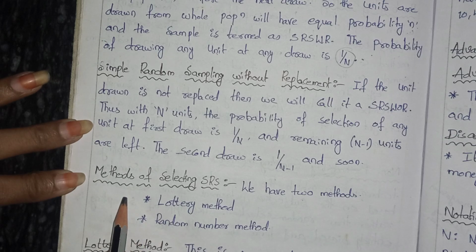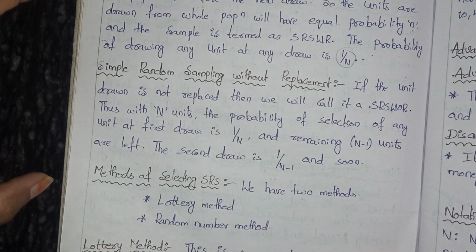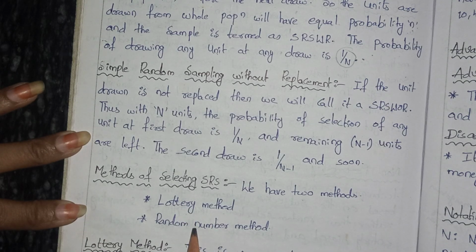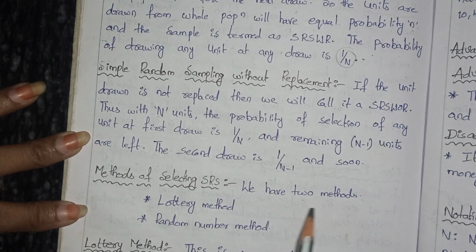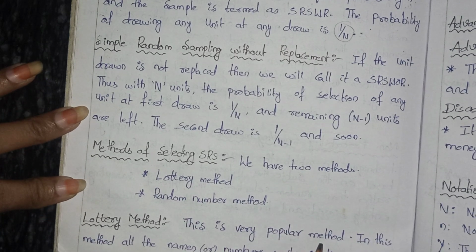Now, in order to do this process with and without replacement, we need some methods. Those methods are the lottery method and the random number method. So for the methods of selecting a simple random sample, we have two methods: the lottery method and the random number method. The lottery method, in short answers, this question will compulsorily come. This is a very popular method.